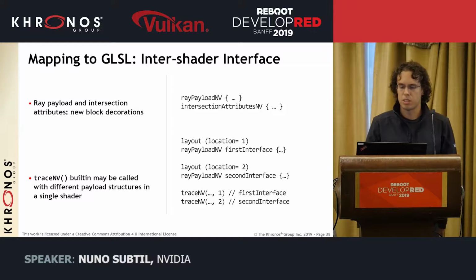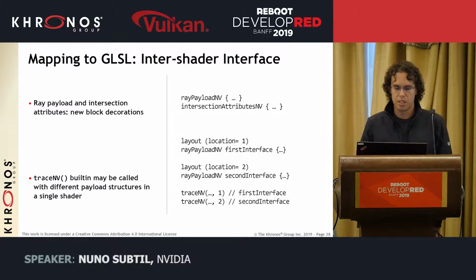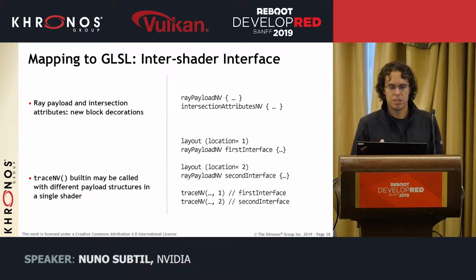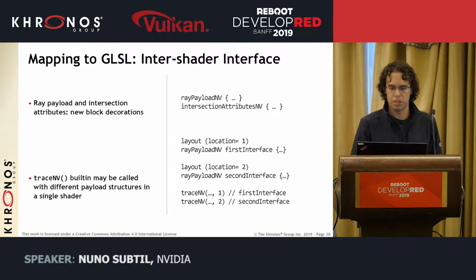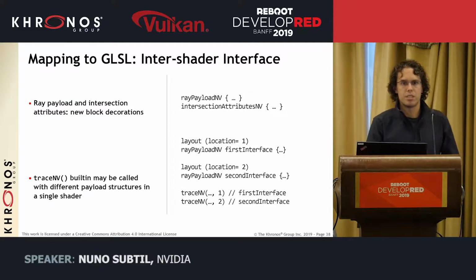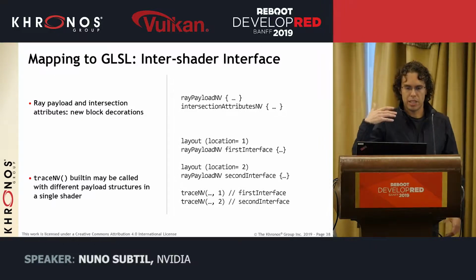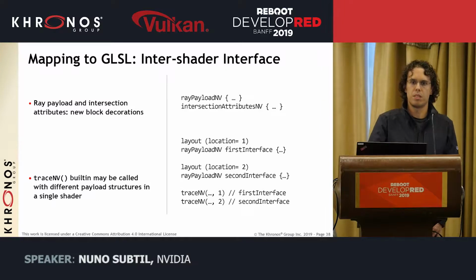So how does this actually look in GLSL? So the ray payload and intersection attributes are new block decorations. So you declare global variables with these block decorations, and that's how you specify what your payload and intersection attributes look like, right? And so when you call trace, you're going to pass in a reference to a payload variable to be read and written by subsequent shader stages.